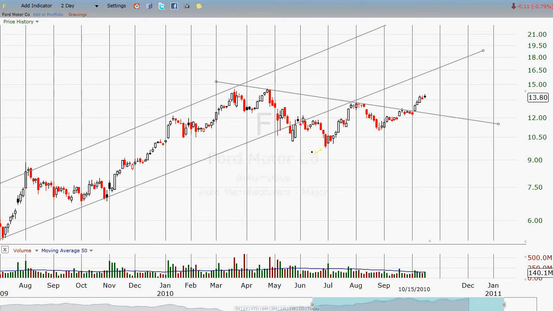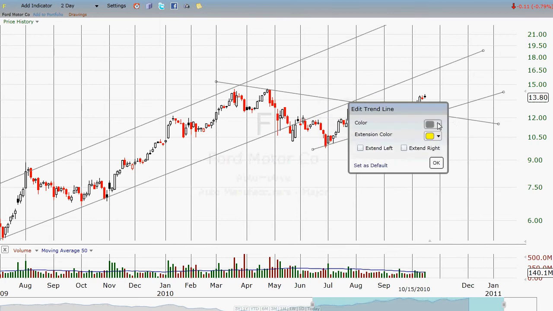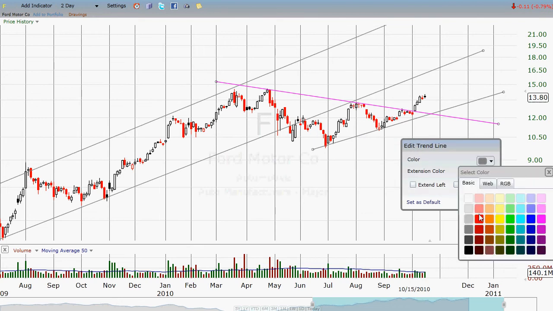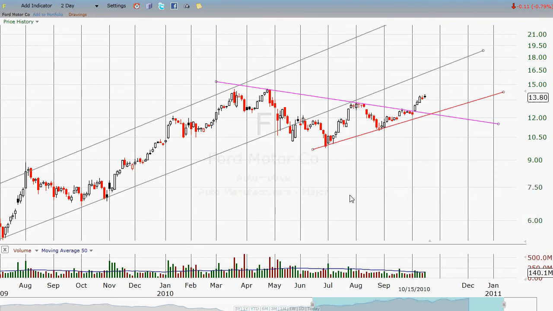We can also draw a trend line here that should also act as some support. So really we have two opportunities of support. We've got this top line, I'm going to make it purple. And then we've got this bottom line, I'll make it red. You see that after this broke, we did have a pretty good back test.